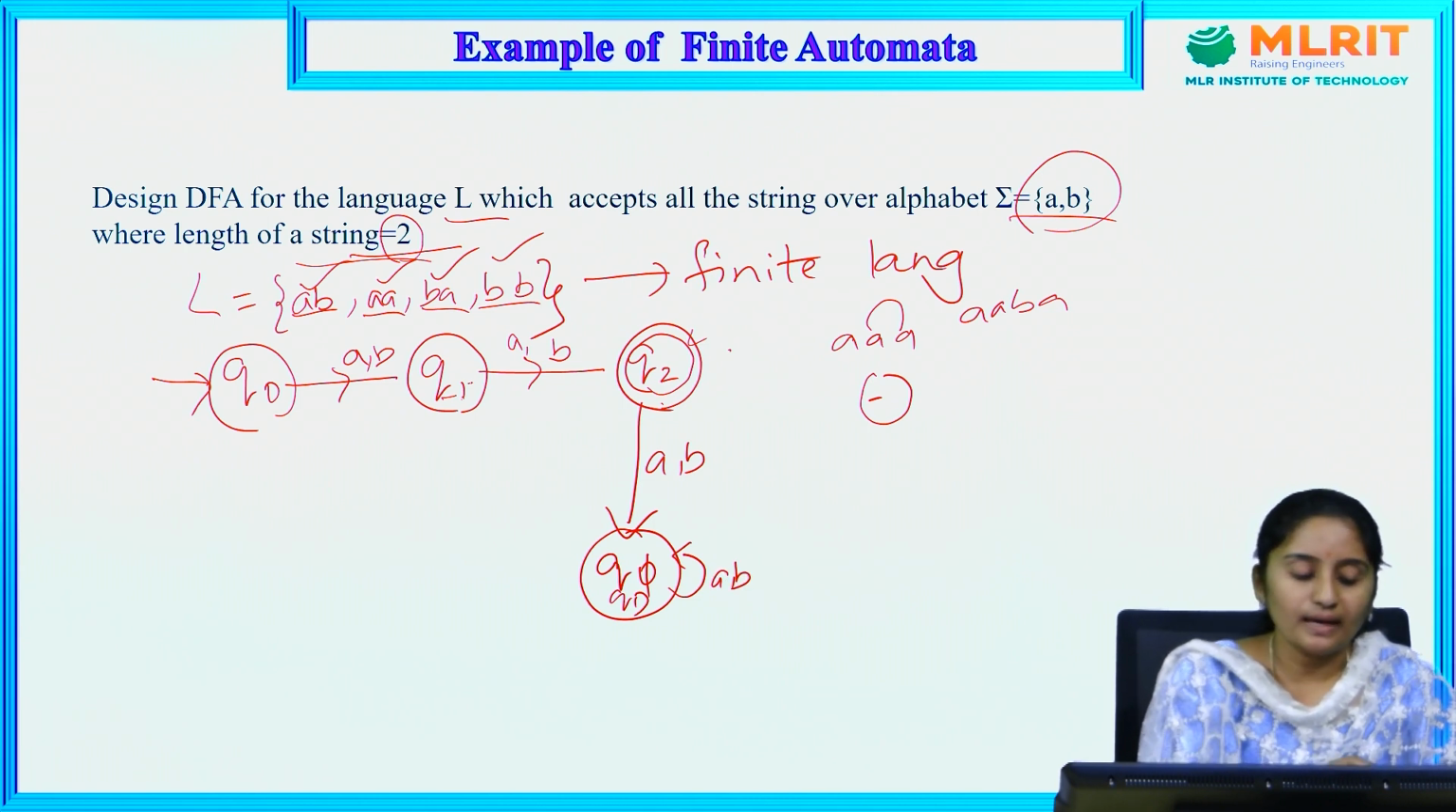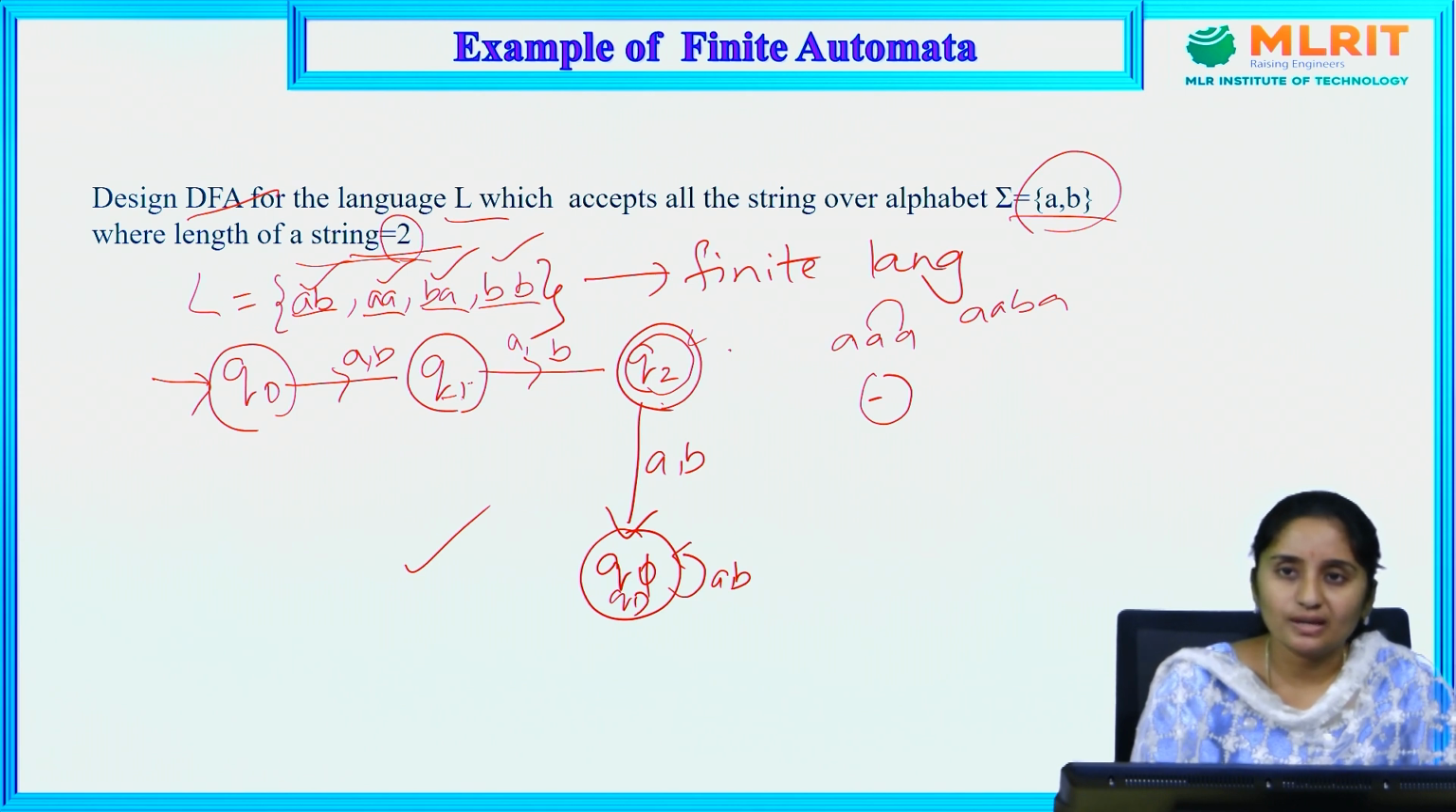So this is the diagram. Check again whether it is satisfying my DFA. Yes, it is satisfying my DFA diagram. So this is the string where the length of the string is equal to 2.